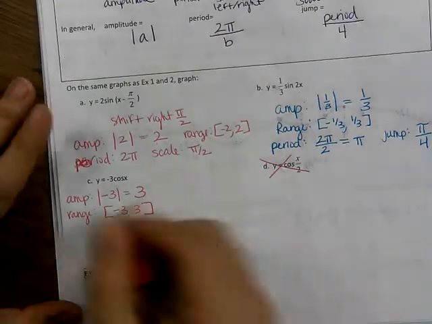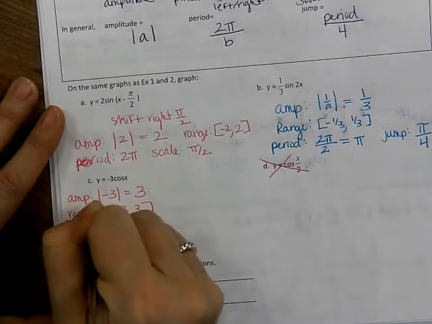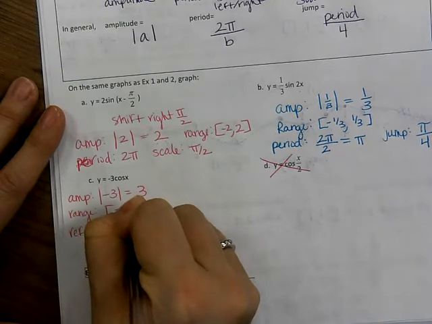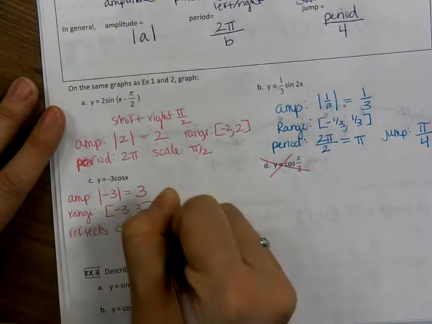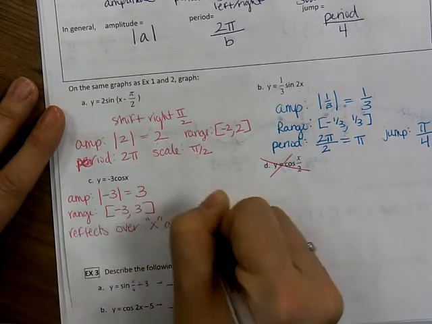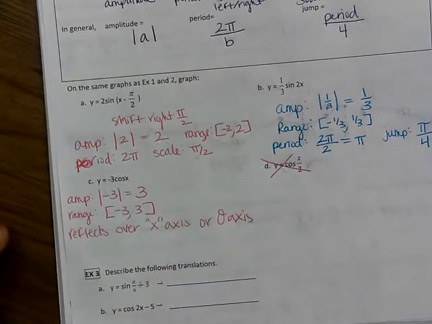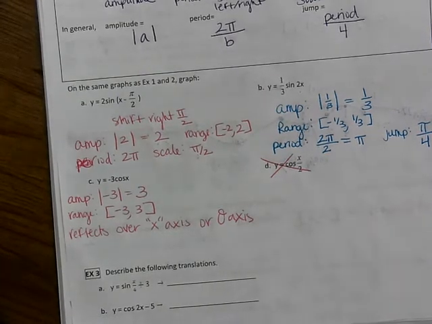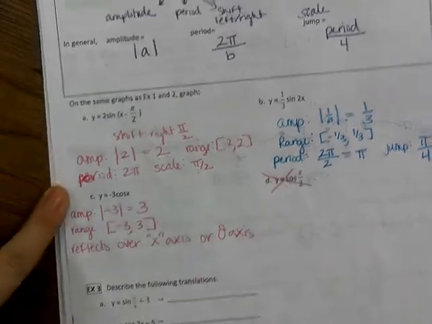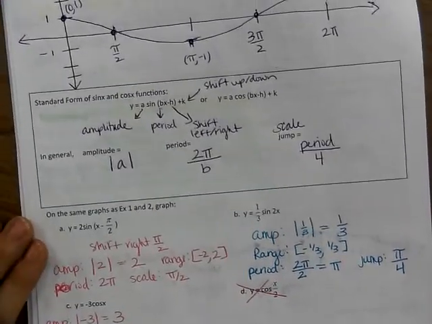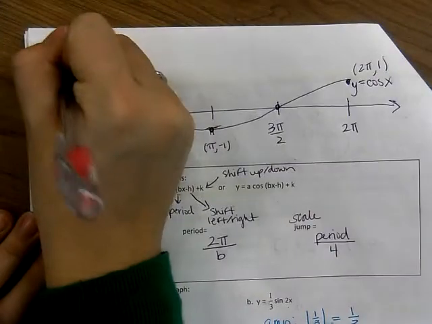Okay, but it's the same idea. So this reflects over the x-axis or theta axis. Okay? And so we want to keep that in mind when we're graphing this. So wherever we had a max before, we'll now have a min and vice versa. Alright? So let's go back up to this graph. We have to go up to 3 and negative 3.